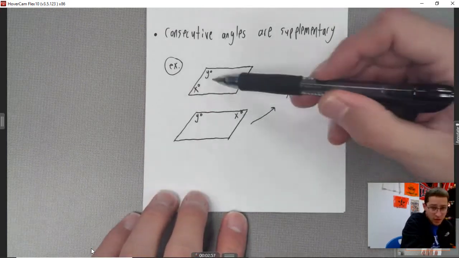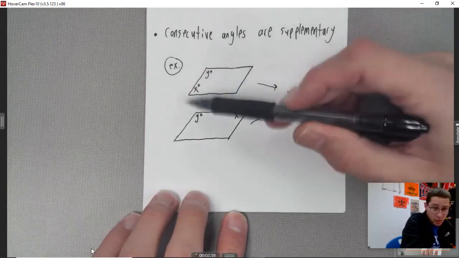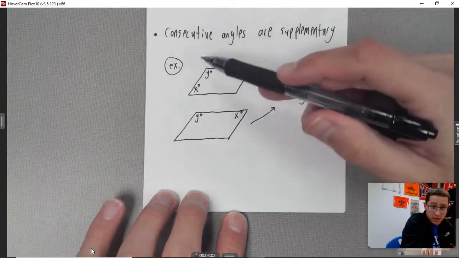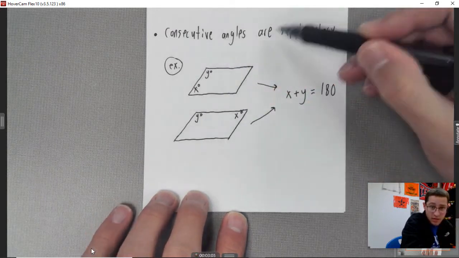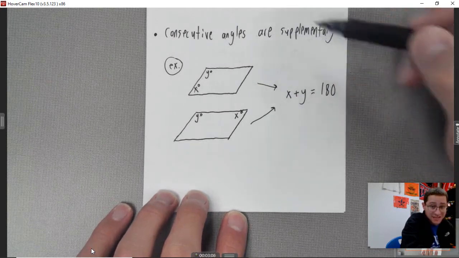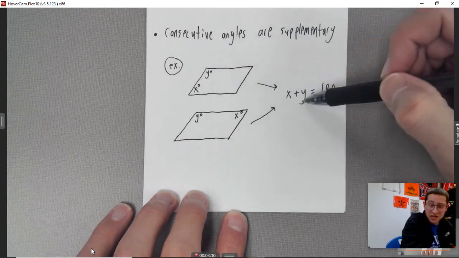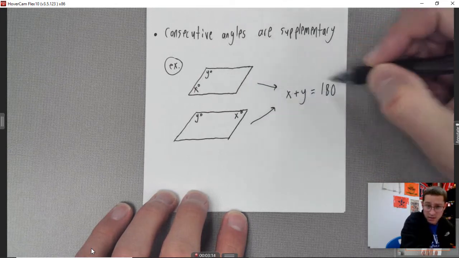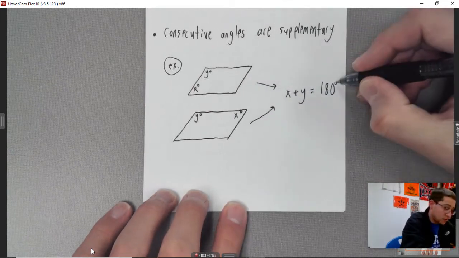I gave another example: X and Y, those are consecutive, but also X and Y here are consecutive. So regardless, they are supplementary. Remember, supplementary means that they add up to 180. So here is my picture. We've got X plus Y equals 180 degrees.